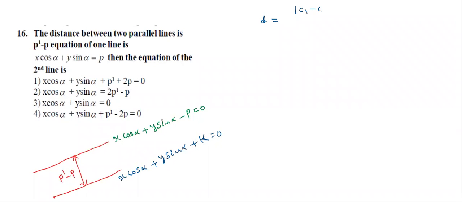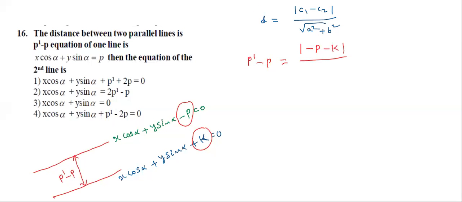What is the formula for the distance between two parallel lines? Modulus c1 minus c2 by under root a square plus b square. This is the formula, right? Now the distance is already given, p dash minus p, that is equal to modulus c1 minus c2. So c1 I am taking as k, c2 as minus p. No problem, either way. So minus p minus k divided by under root a square plus b square.